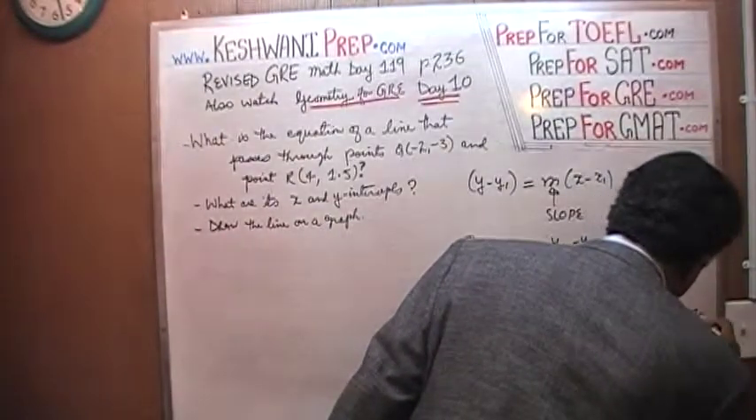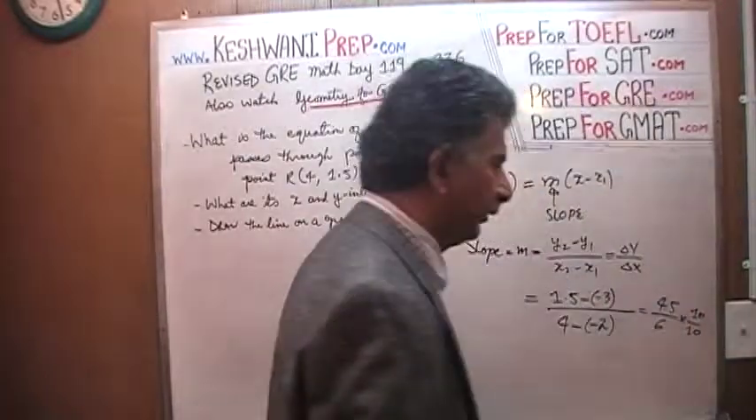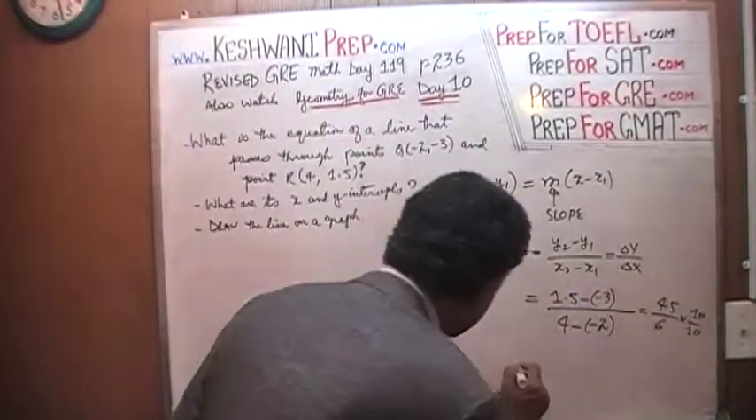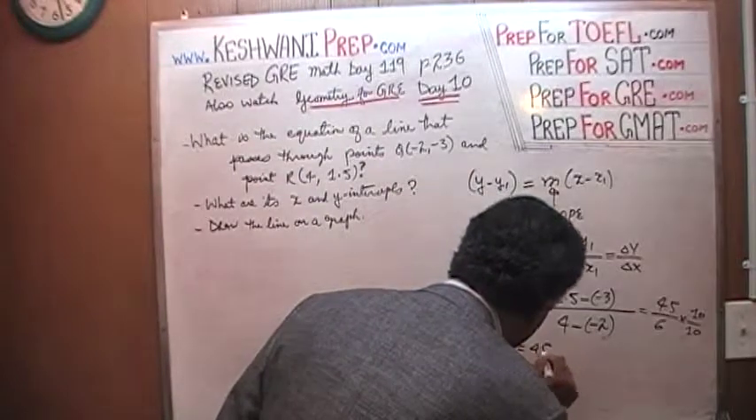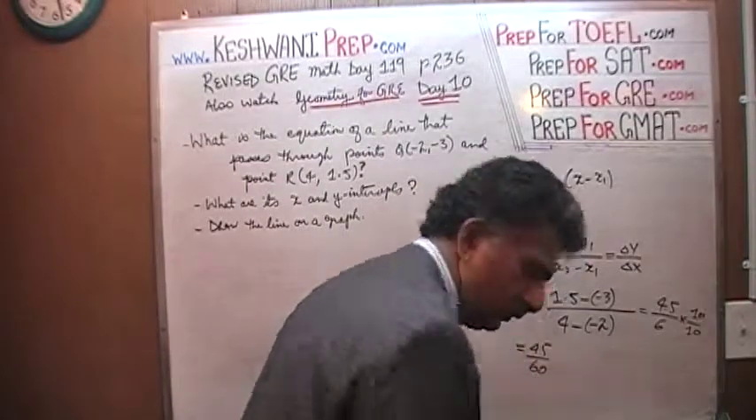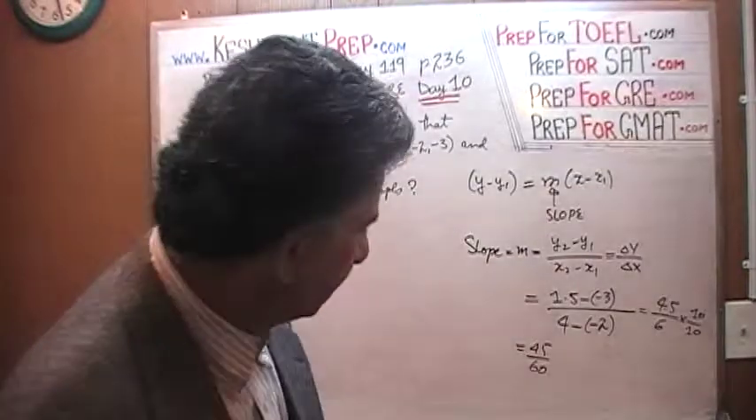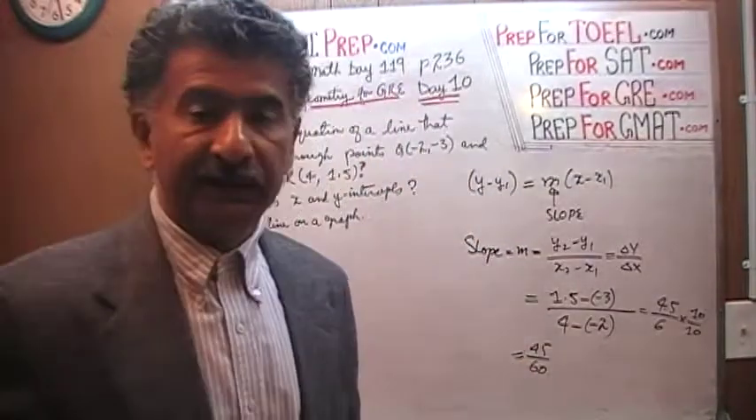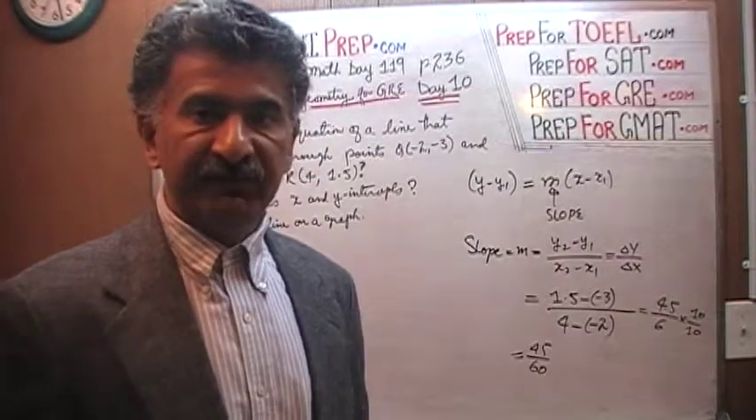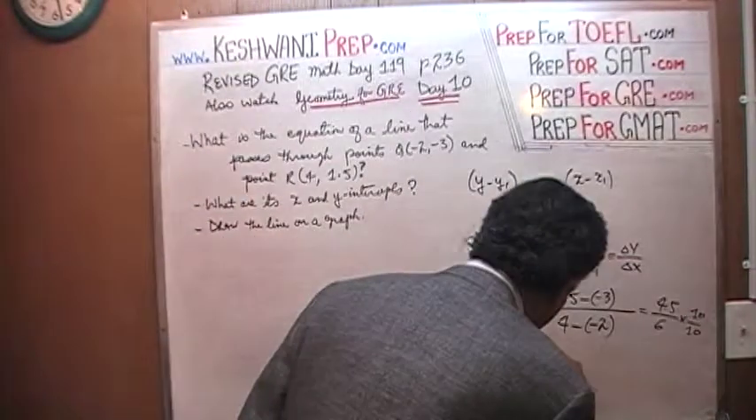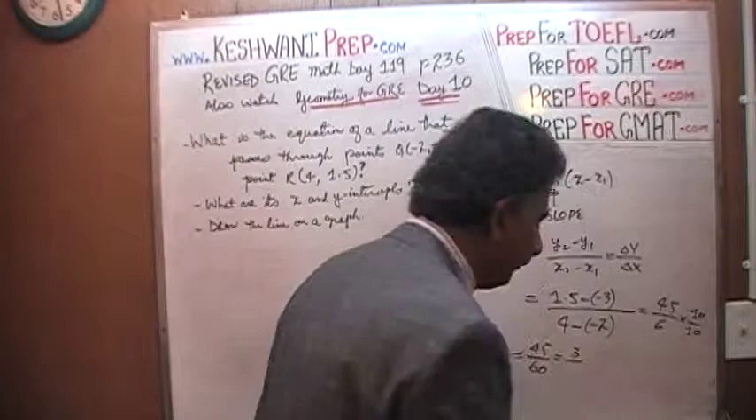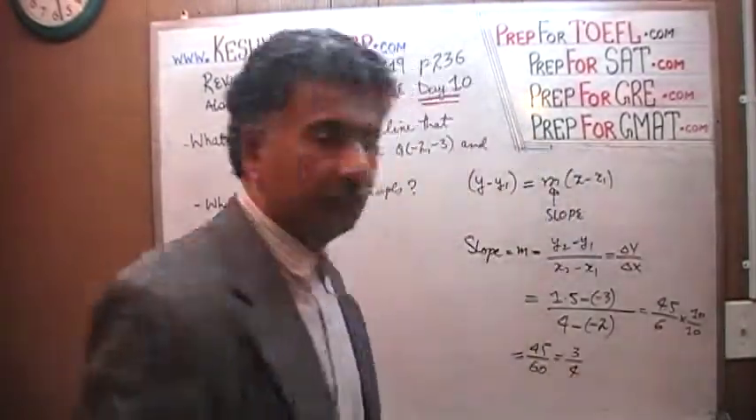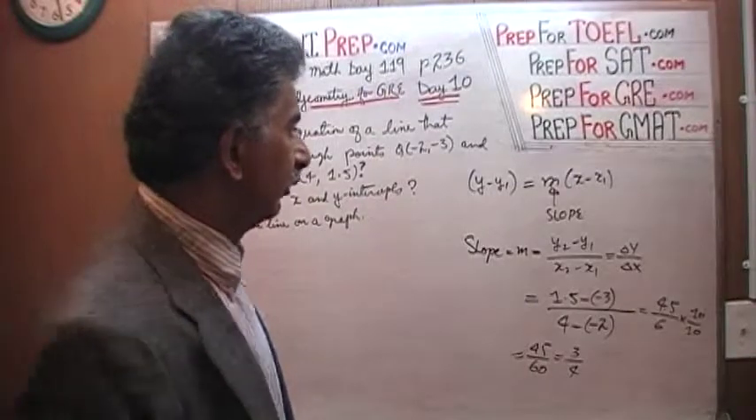Multiply top and bottom by 10 so that we don't have to deal with this 4.5. I hate dealing with decimals. So we end up with 45 over 60. If you divide the top and bottom by 15, how many 15s in 45? 45 has 3 15s. How many 15s in 60? It has 4 15s. So the slope is 3/4.